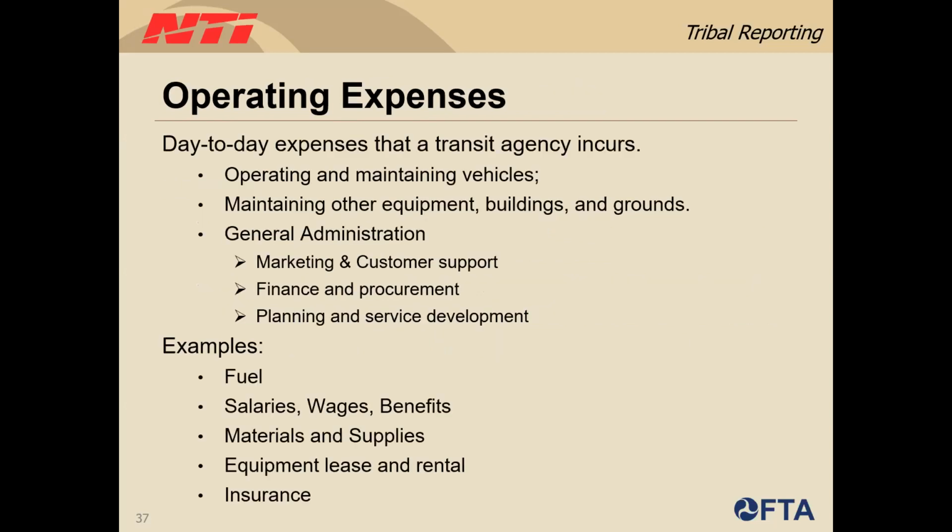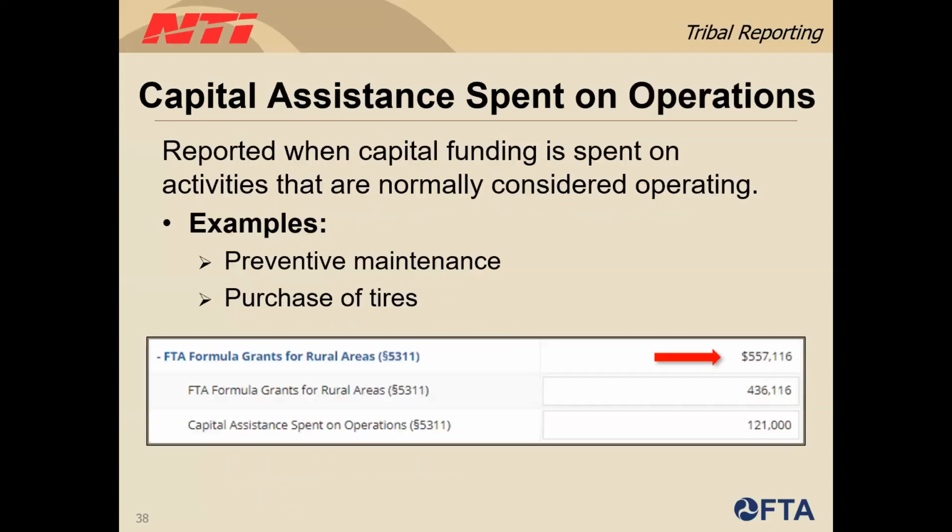All right, the first type of expense, and we'll just jump right into it, is operating expenses, which are the day-to-day expenses that a transit agency incurs. These may be for operating and maintaining the vehicles, maintaining other equipment, planning costs, admin costs, as well as other examples seen here. So your day-to-day items that everyone has to pay for.